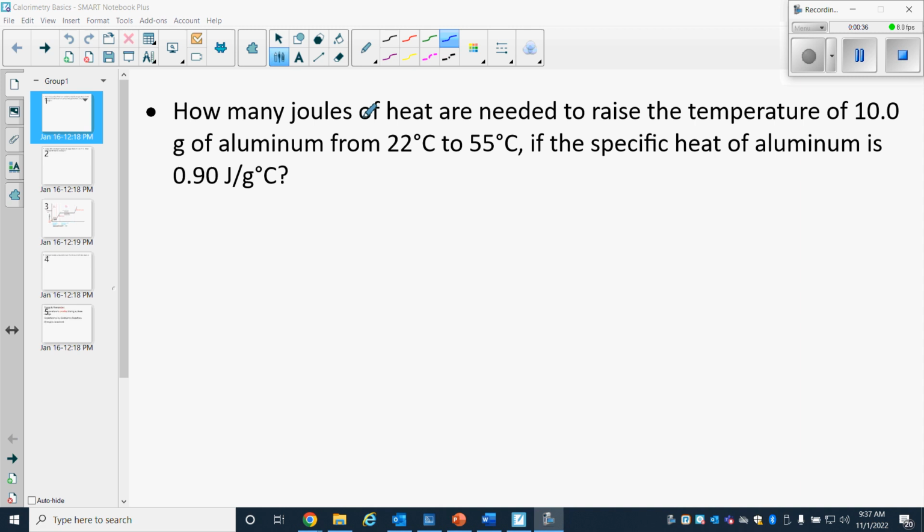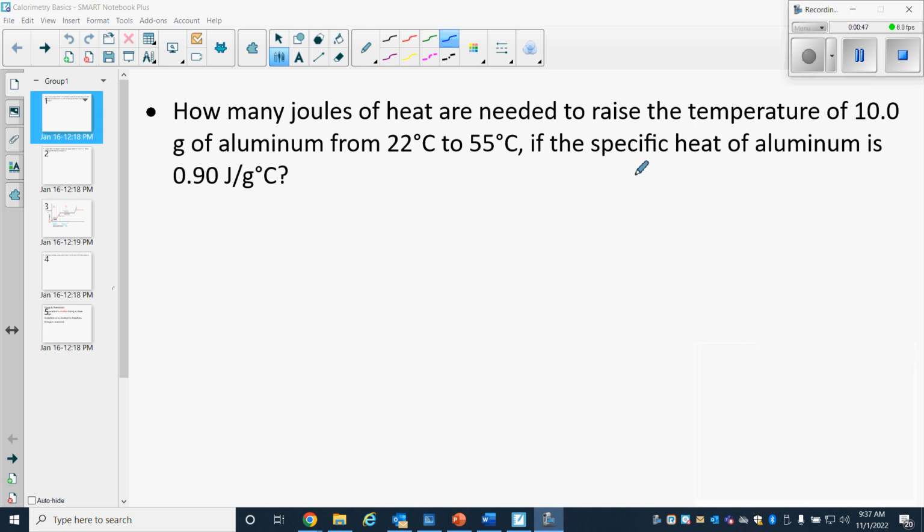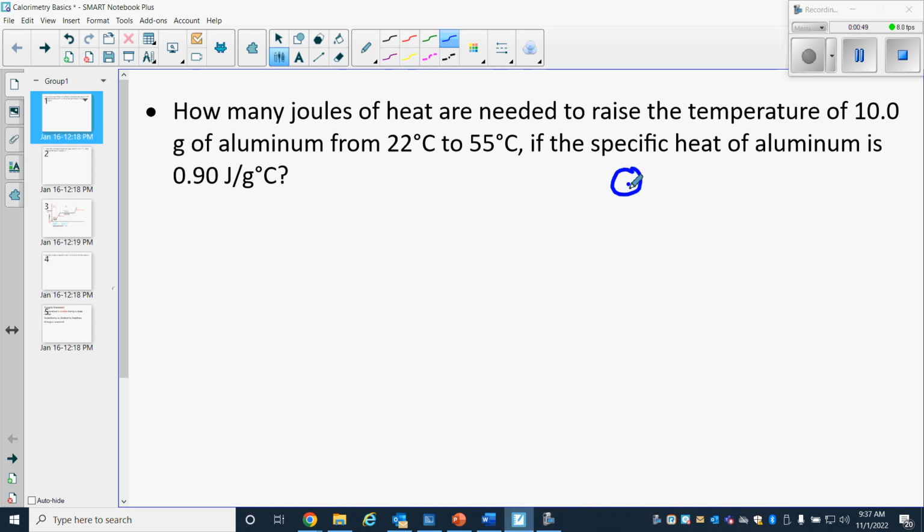Anytime we are increasing temperature and we're not going through a phase change, that is where we're using the formula. It's Q equals MC delta T. That was one of your formulas from Chem 1, and it's one that we'll use yet again when there is not a phase change. We are just increasing temperature.